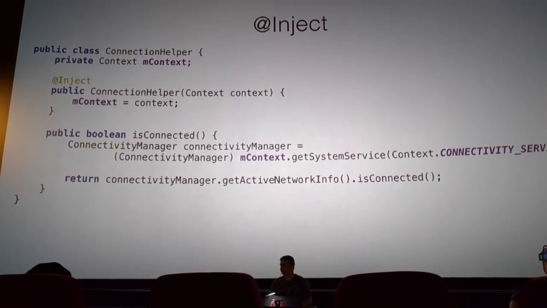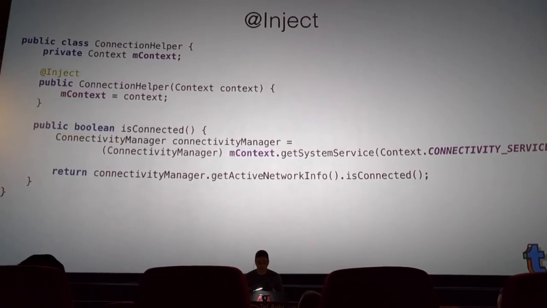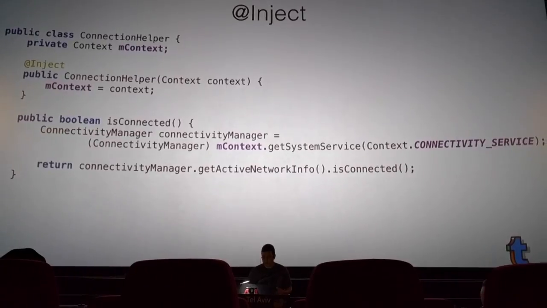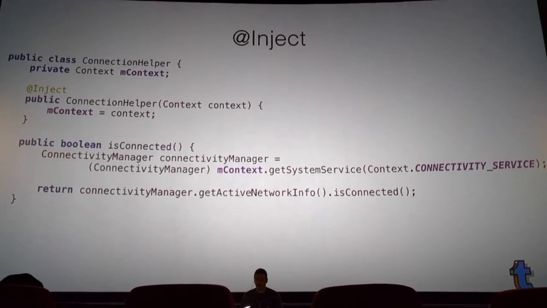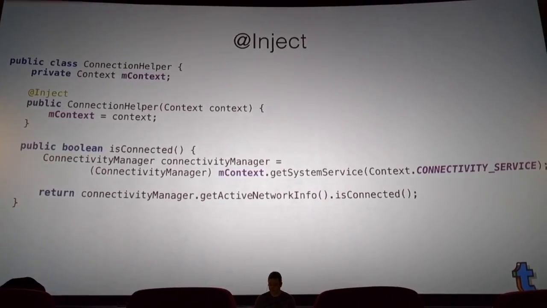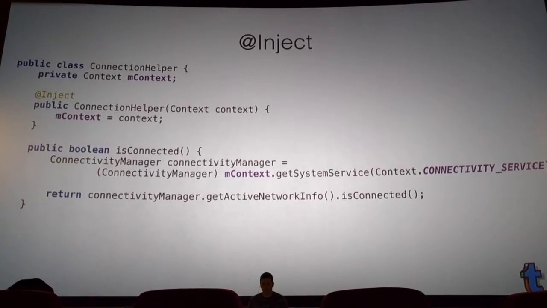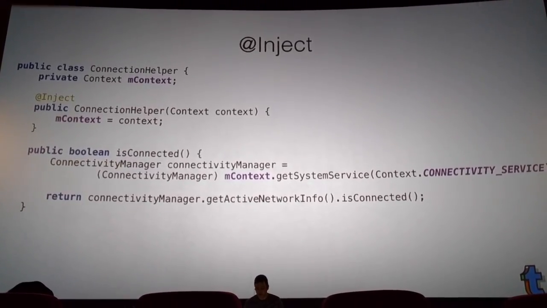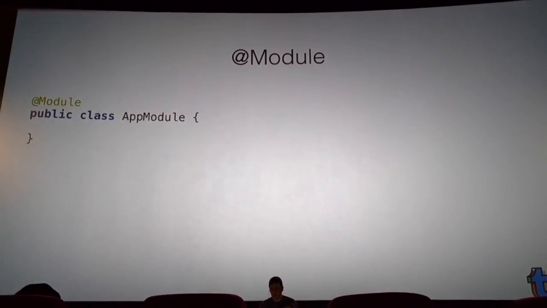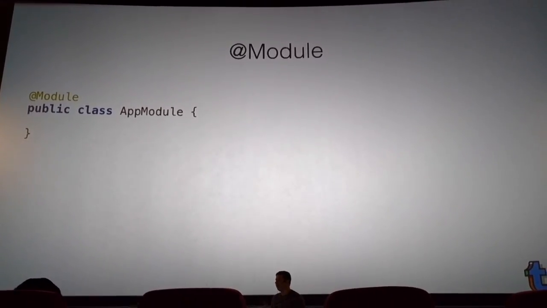So here's inject. This is how we tell Dagger how to construct this object, which constructor to use when you want to construct this object. The only difference between this code and the code from before is that inject annotation on the constructor. So now we know how to tell Dagger how to construct this object. Now we need to tell Dagger how to find it. And for that, we create something called a module. Modules are classes whose methods provide dependencies.